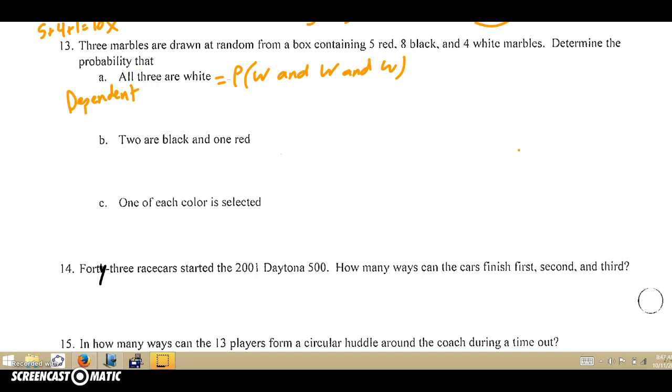So, what's the probability I get a white on the first draw? Well, it turns out there are 4 white out of, I believe, let's see, 5, 8, and 4, yep, 17 marbles total. So, times, what's the probability I get a white on the second one? Well, I already picked 1, so I'm down to 3, and I'm down to 16 marbles total. Same thing on the third one, I'm down to 2 white marbles, because I picked 2 the first times around. Out of 15.